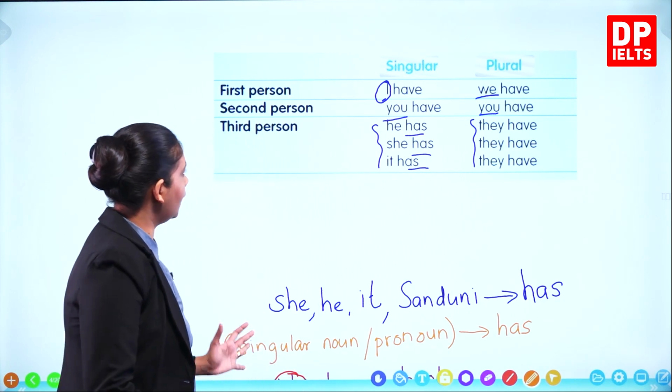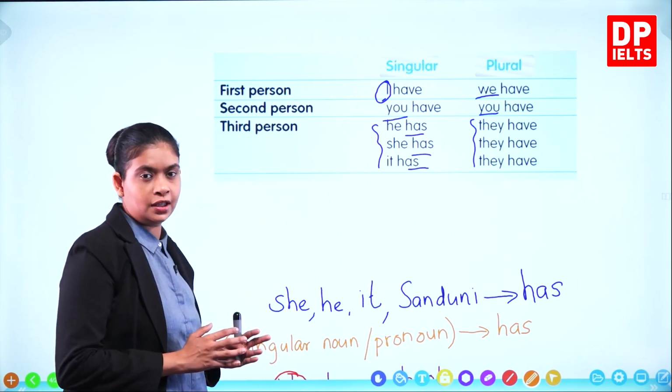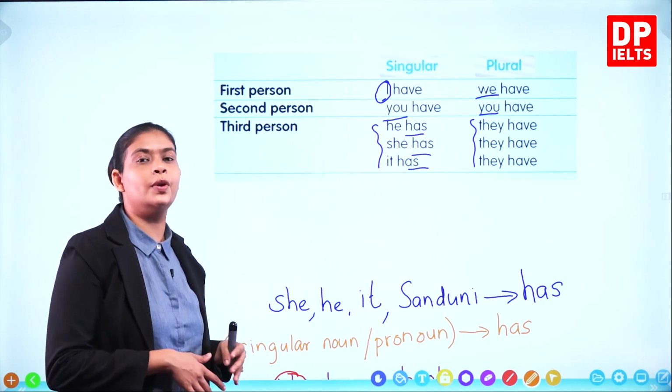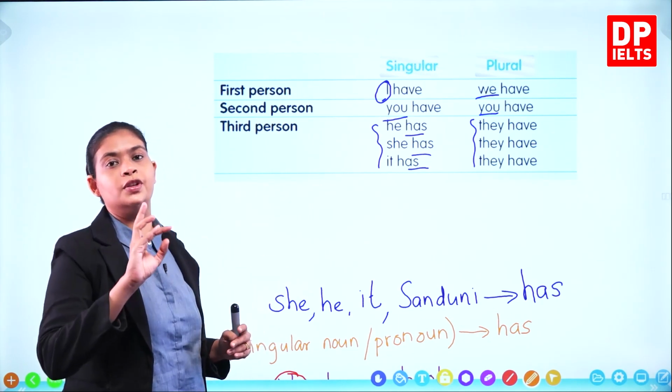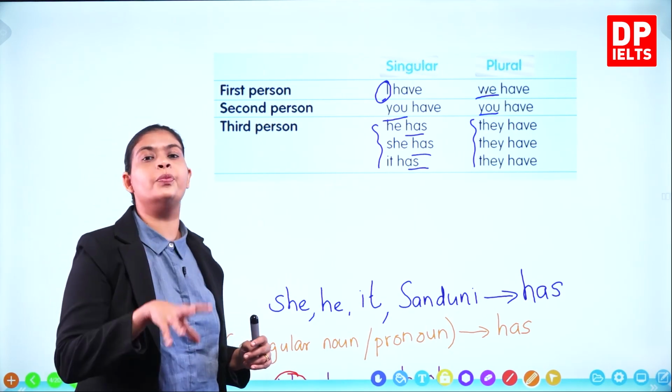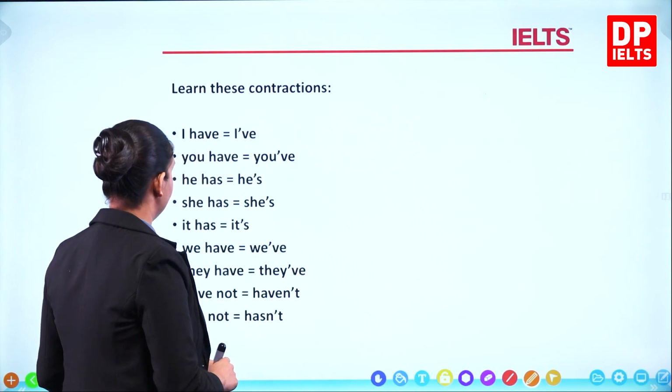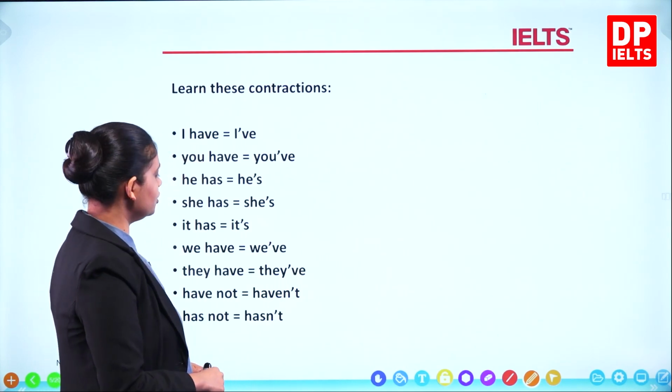Right, so I think that was very clear. Singular has with singular nouns or pronouns has, and then if it is plural nouns or pronouns, it is have. Right. Let's have a look at these contractions.